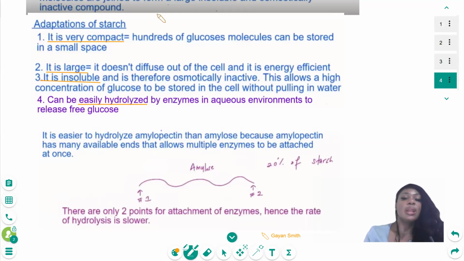When we're finished with this, you're going to see that amylopectin, because it has branches, has way more points of attachment for enzymes. So it's much easier to get free glucose from the amylopectin than it is from the amylose, all right? So I'm going to give you a chance to copy that. I have another video to show you on starch, and then we're going to be moving on to the next polymer, which is glycogen.